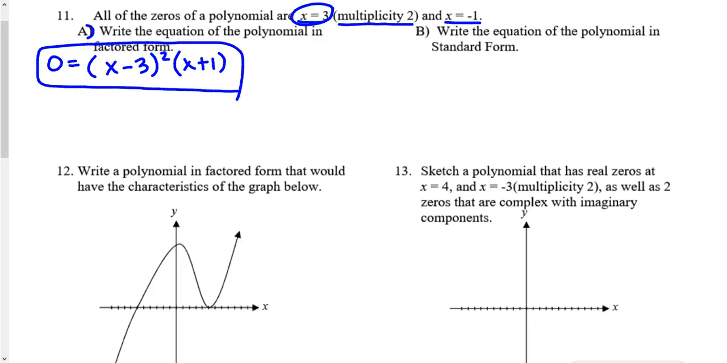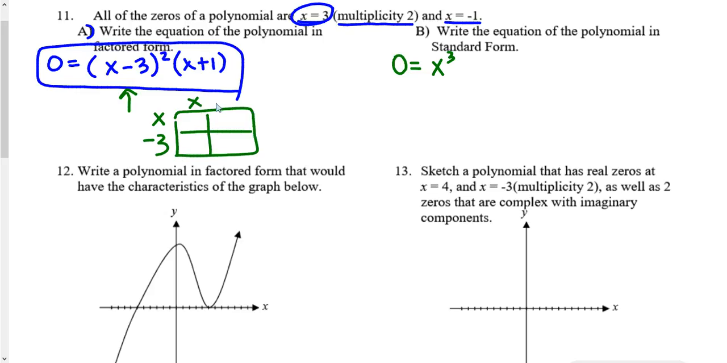Part B asks me to write the equation of the polynomial in standard form. That means I need to have everything multiplied together, and it's going to be written out as x cubed plus more stuff. So let's go ahead and simplify this. I'm going to start out by multiplying x minus 3 times x minus 3 together. Realize I cannot just distribute the exponent. I have to actually FOIL or do area model, multiply these two things together. So when I go to simplify that, my first x minus 3 squared is x squared minus 6x plus 9.